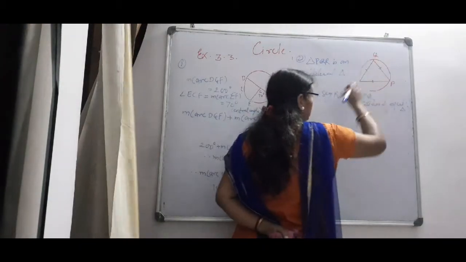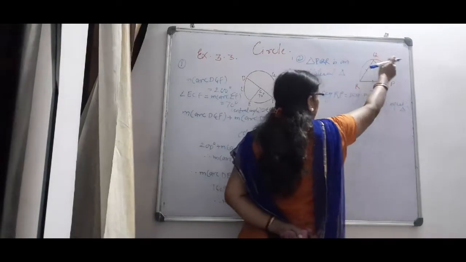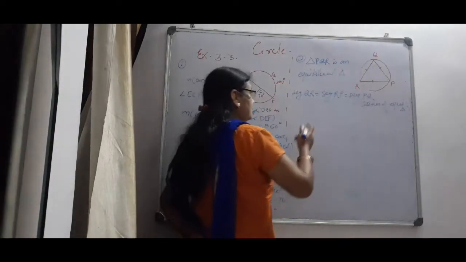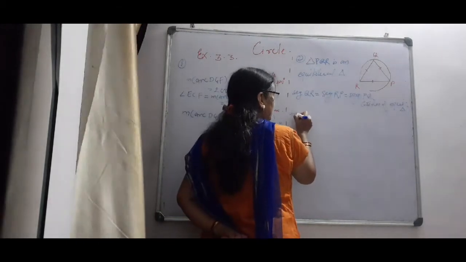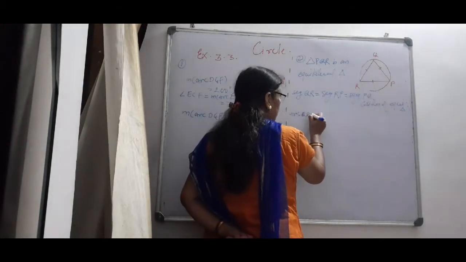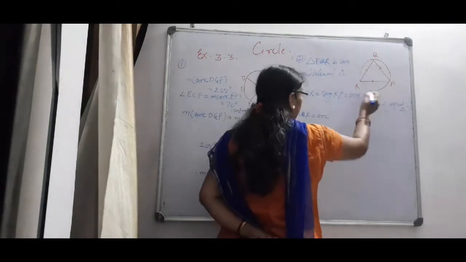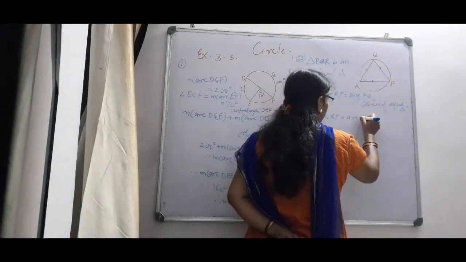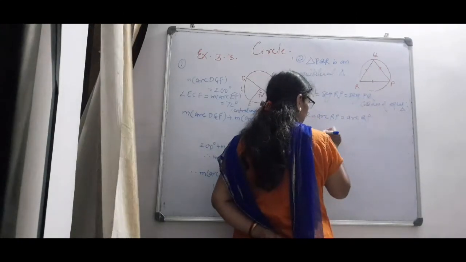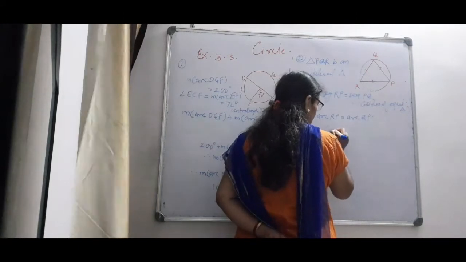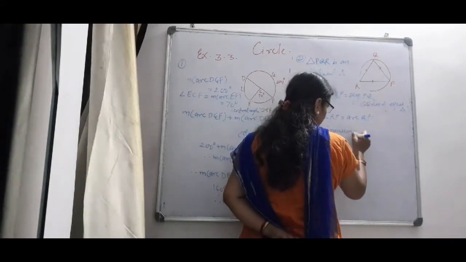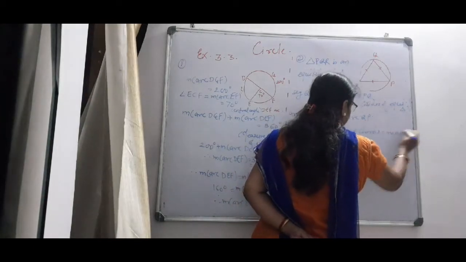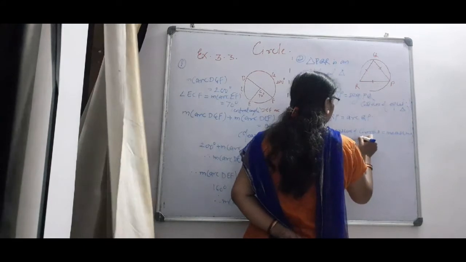Now if chords are equal, then corresponding arcs are also equal. If chords are equal, then corresponding arcs are also equal. Therefore, arc QR is equal to arc RP is equal to arc PQ. Measure of chord is equal to measure of corresponding arc.